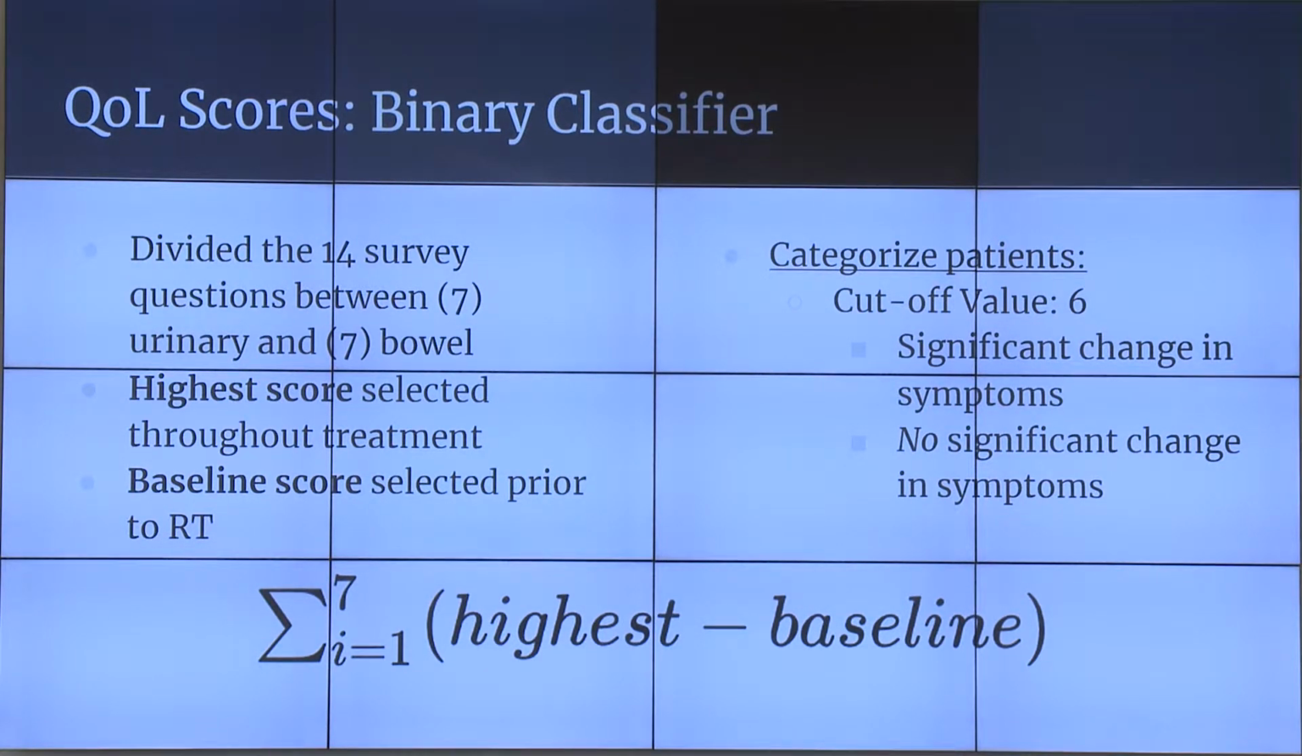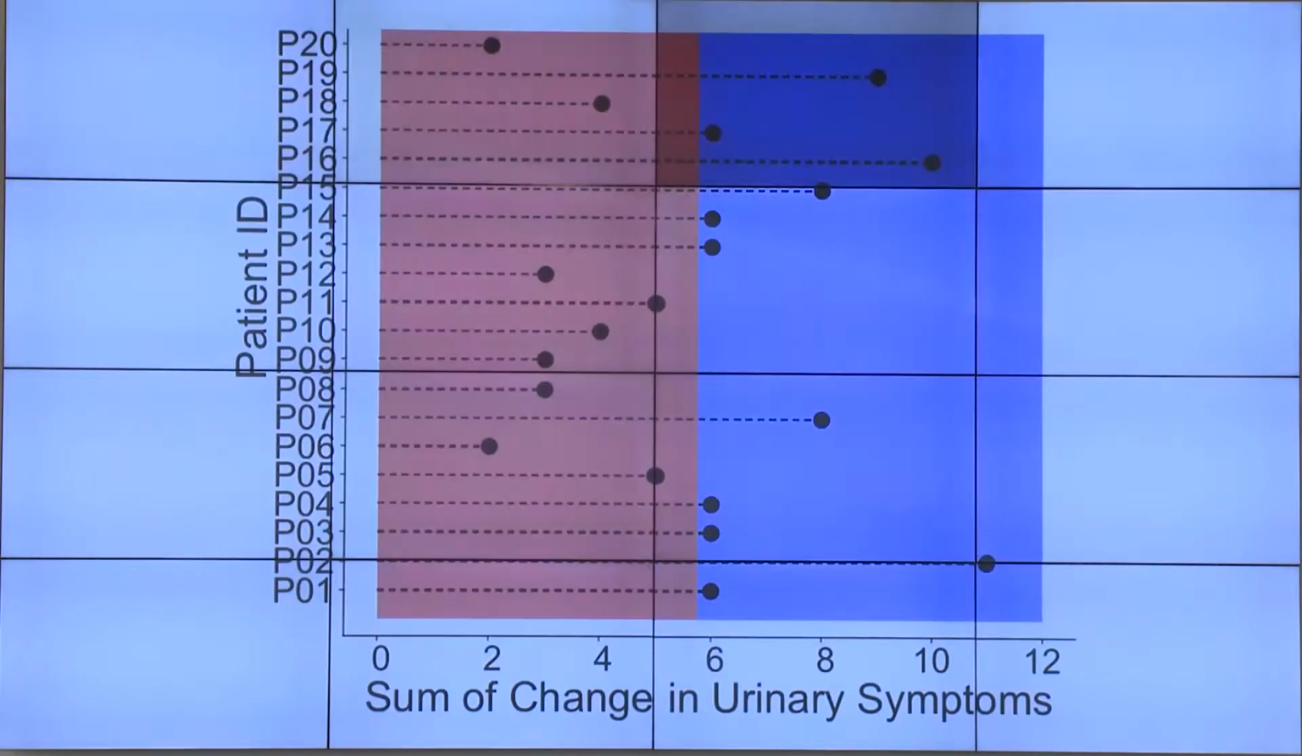So we arbitrarily selected a cutoff value of 6, so that patients that had a value that was greater than or equal to 6 would be classified as those who did have a change in symptoms, and those who had a value that was less than 6 would be classified as those who did not have a change in symptoms.